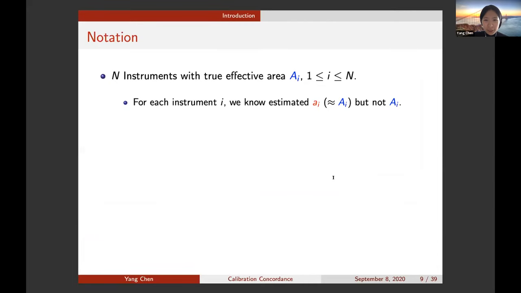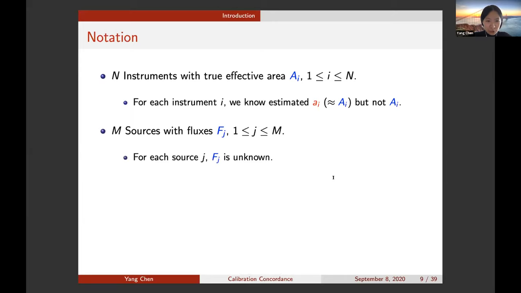So I'll begin with some notations to clarify everything. We have n different instruments, and here for astronomers, I just want to mention that the instruments correspond to each of the bands that Herman was talking about, and we regard them as n different instruments. The true effective area, capital A_i, denotes the scaling factor that Herman derived, so that we don't have the energy dependence here. For each of these instruments, we know an estimated little a_i, but not the true A_i. And the objective is to estimate the true A_i.